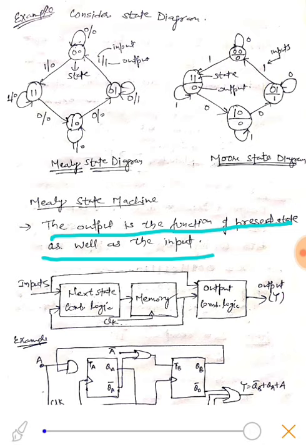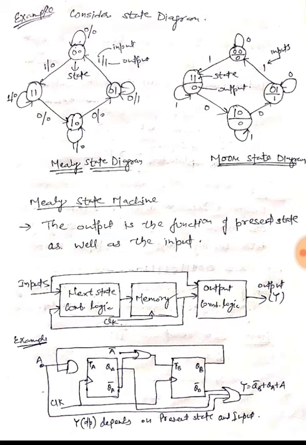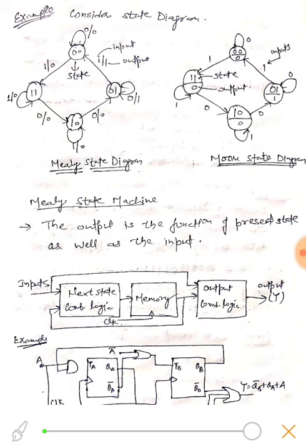The next state combinational logic. Then we have the memory to store our states, then the combinational circuit for output logic. And as you can see here, the output depends on the present state and the input as well. So in Mealy machines, output depends on both inputs and the current state.